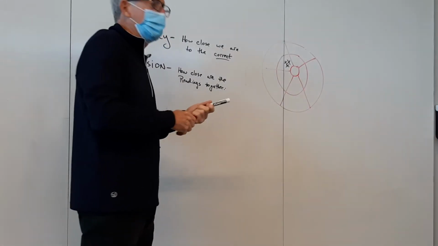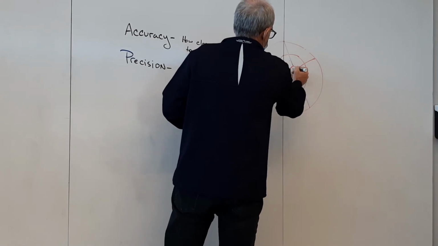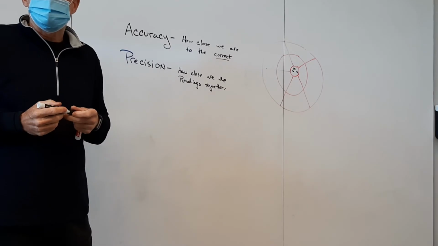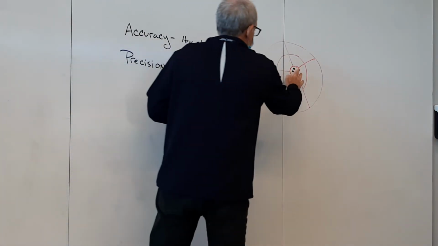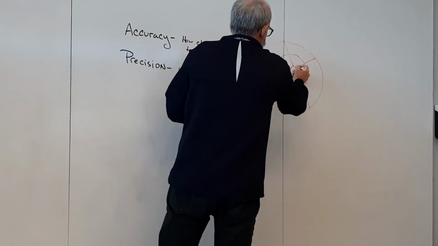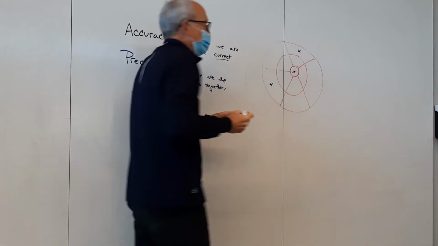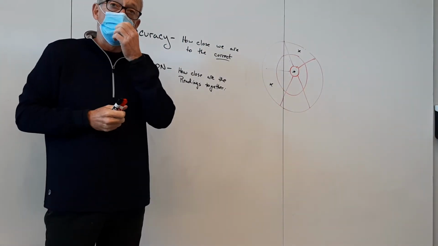So, you get the idea, right? If we throw 3 and they end up there, they're accurate and precise. Is it accurate but not precise? Well, I get 1 here, 1 here, and 1 here. So the middle one would be accurate. The others would not be precise.